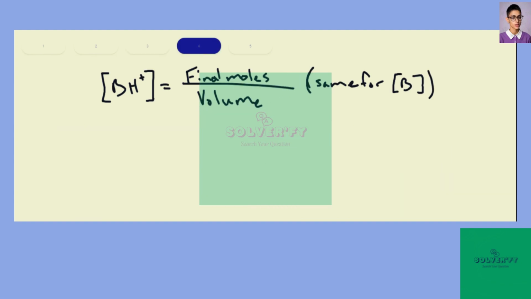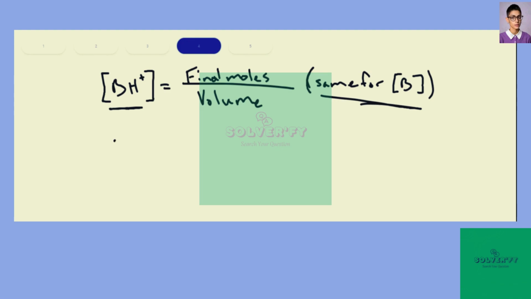Now we need to find the concentration of the conjugate acid and the base. And I've written down here, the concentration of the acid equals the final moles over the volume. And that's the definition of molarity, and we measure concentration in molarity. And then, to save space, I just wrote this is the same equation for the concentration of the base.